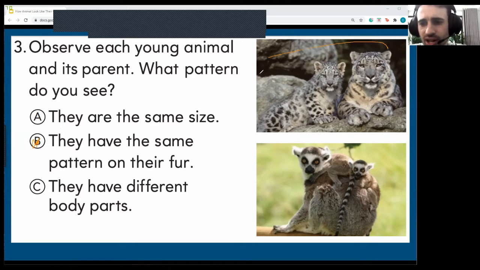If you look at these two, they have polka dots. They have spots on their fur. And over here, you can look at the face. Their face has the same pattern of fur. They have black fur around their eyes, white fur on their face, and brown fur on their heads. That is a strange pattern, but I think that monkey looks pretty cool.